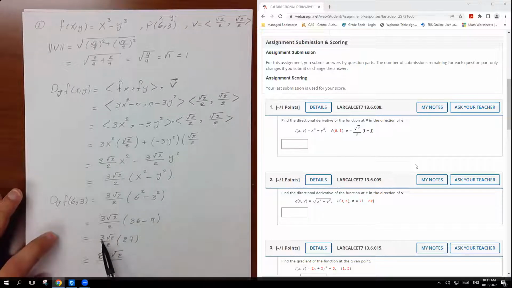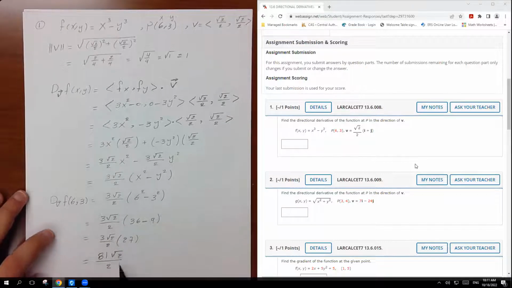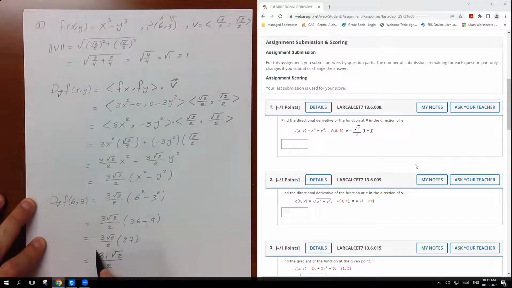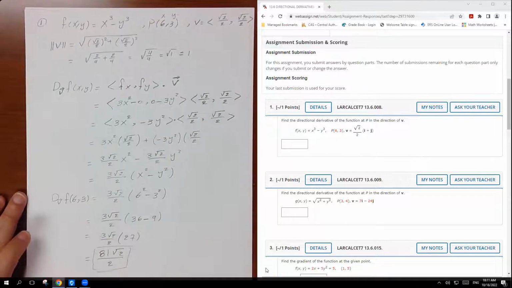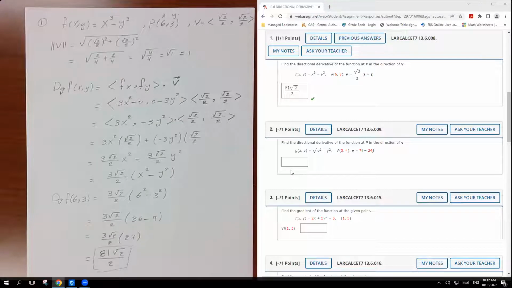It's going to be 27 times the 3 square root of 2 divided by 2. So just write down like this. You can't plug in as a decimal number, so just as an exact solution, you're going to plug in. Here we go. We're going to do exactly the same thing, the same steps, with example 2.